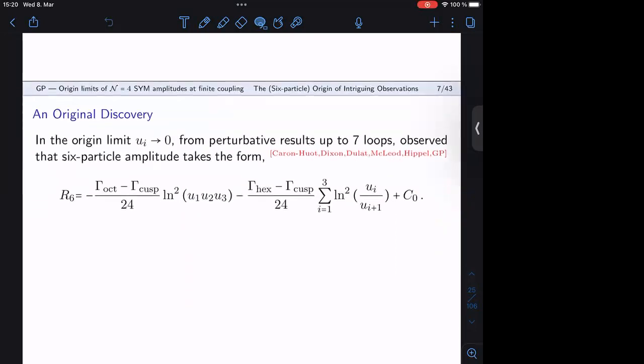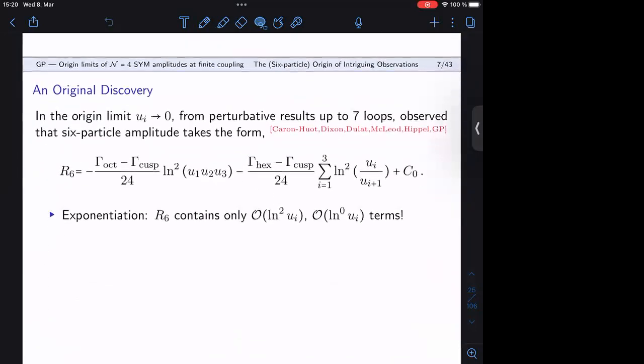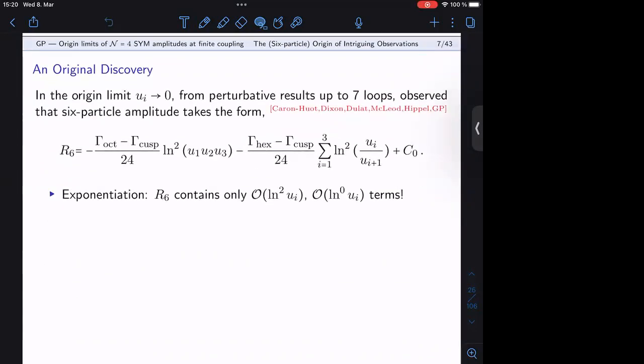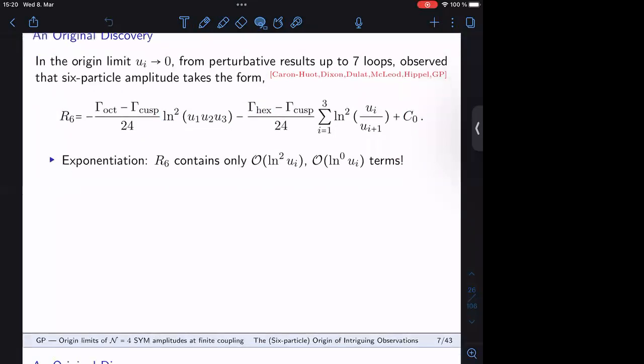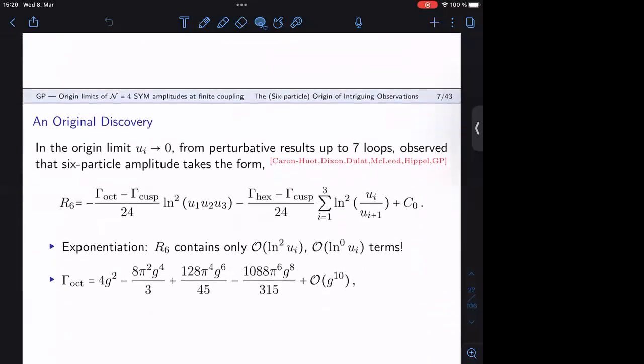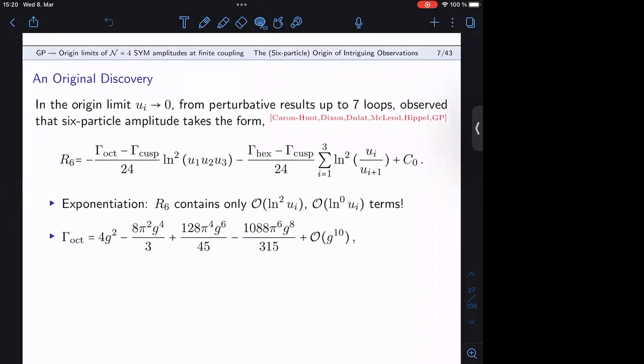And furthermore, this is what I just said. In fact, there are no rational terms. There are no linear terms. It's just quadratic and then constant and then things that vanish as you take the cross ratios to 0. And the coupling dependence is in these coefficients. At least one of them behaved extremely simply. You see that it was just powers of pi, with some rational coefficients. Nothing more complicated than just powers of pi.